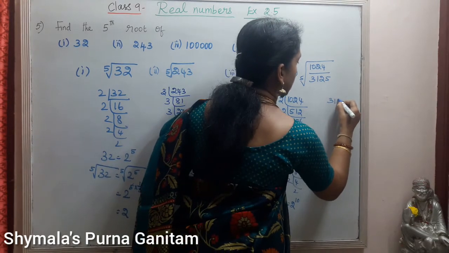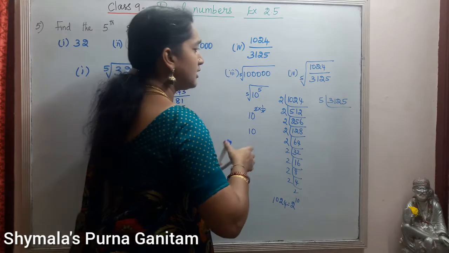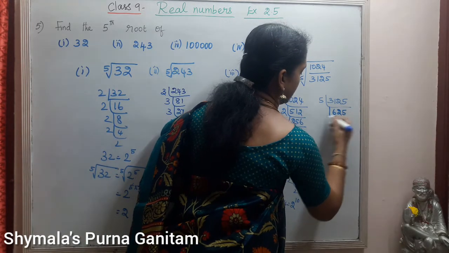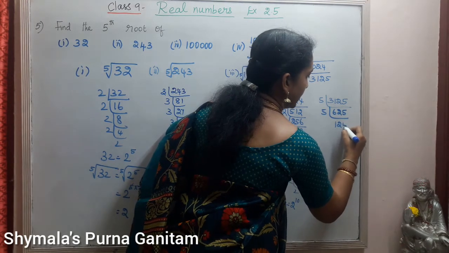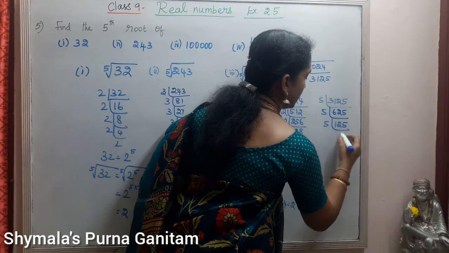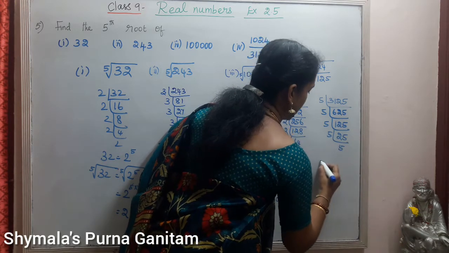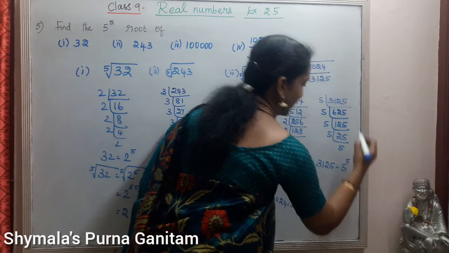Same way we will do for this 3125 also. So 5 6s are 30, 5 2s are 10, 5 5s are 25. Then 5 1s are 5, 5 2s are 10, 125. Then 5 25s are 125, then 5 5s are 25. So we can write this 3125 as 5 power 5.